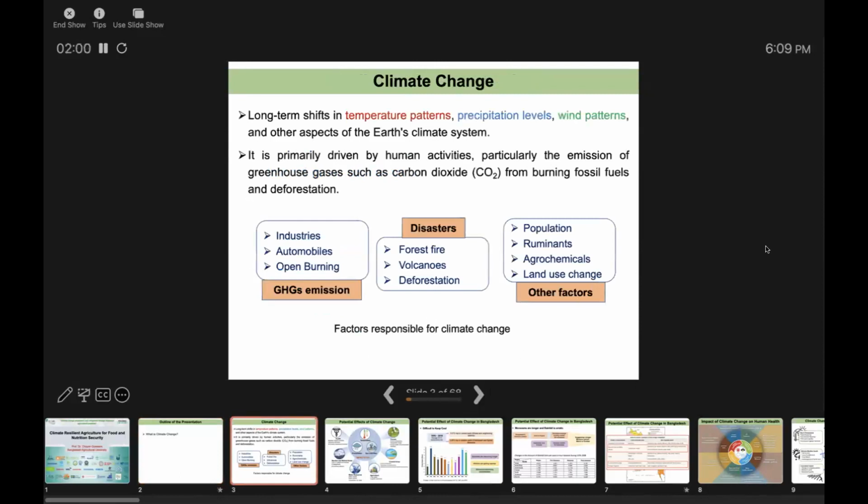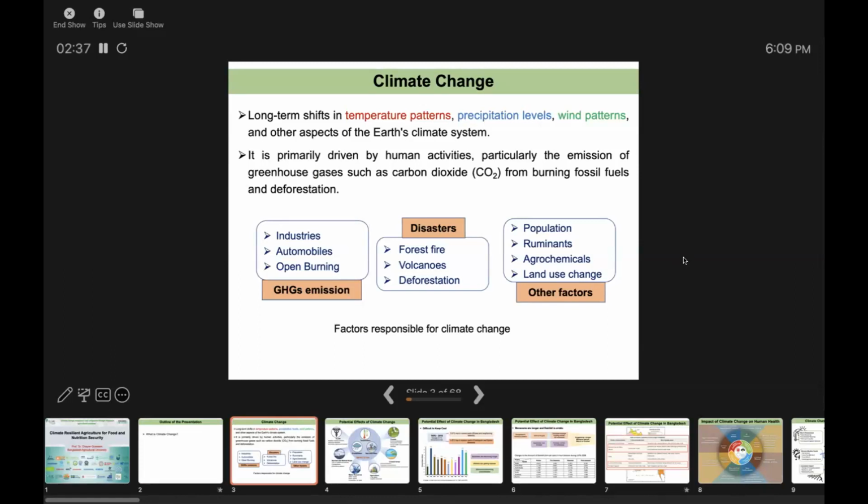Now, what is climate change? Climate change is the shift or change in the temperature pattern, precipitation levels, wind patterns, and other aspects of the Earth's climate system, which is not usually present. It is mainly caused by different kinds of human activities, particularly greenhouse gas emissions, such as carbon dioxide from burning fossil fuels and deforestation.